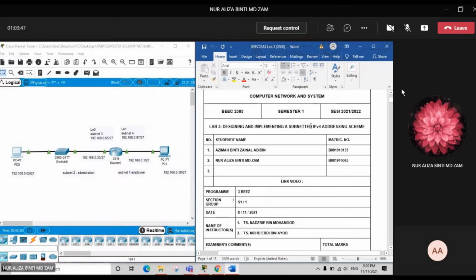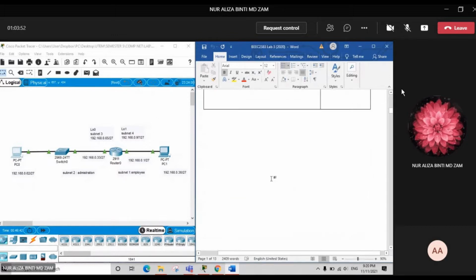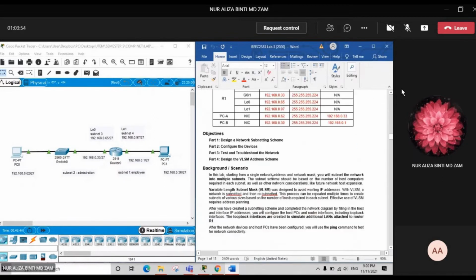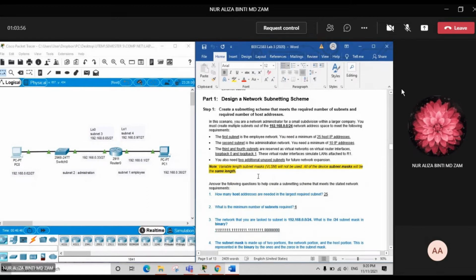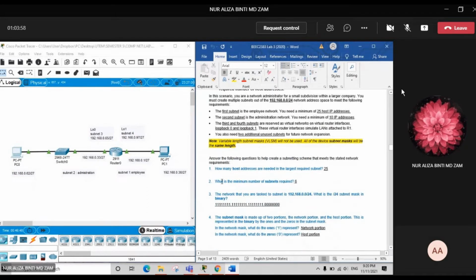A subnetted IPv4 addressing scheme. Okay, for part 1, we have to answer the question. How many host addresses are needed in the largest required subnet? The answer is 25. And for question 2, what is the minimum number of subnets required?